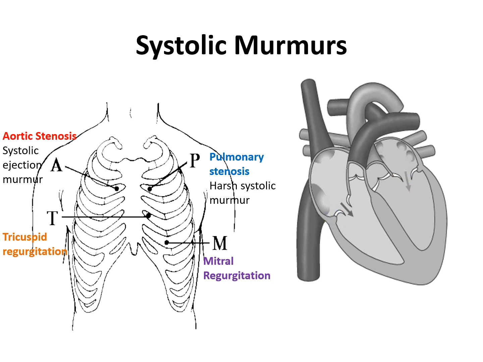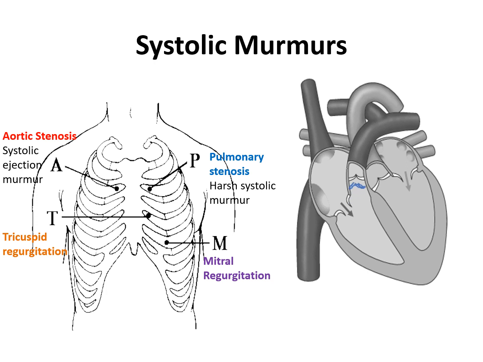On the other hand, aortic stenosis is a condition where the aortic valve narrows, limiting the blood flow from the left ventricle to the aorta. This causes a distinctive systolic ejection murmur, audible during ventricular ejection.